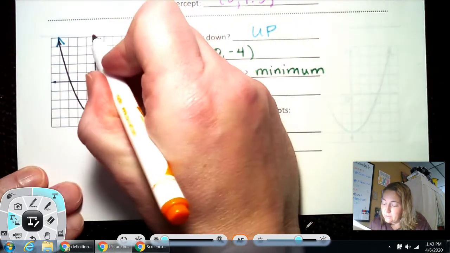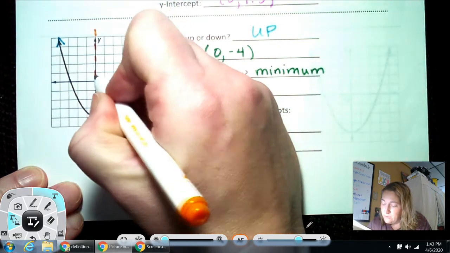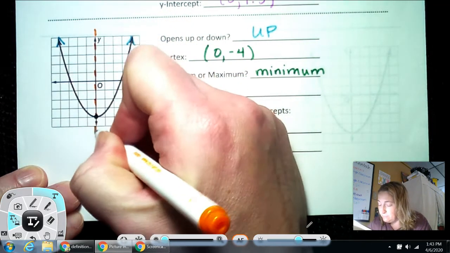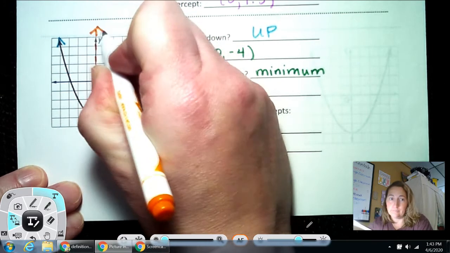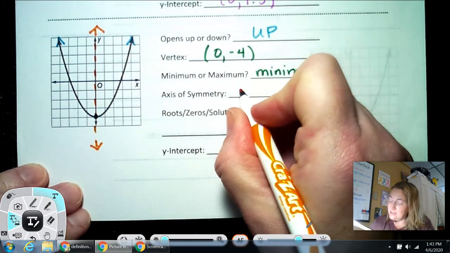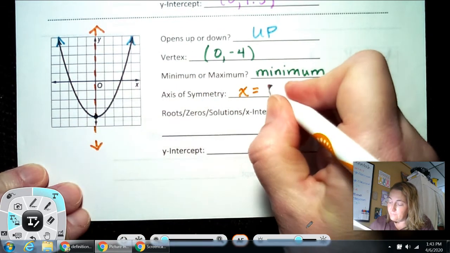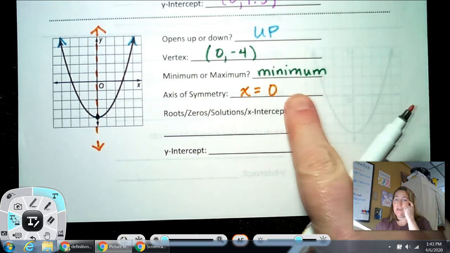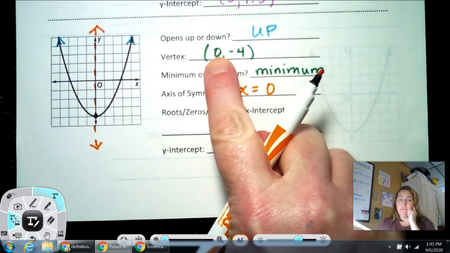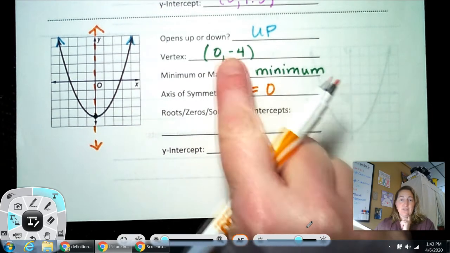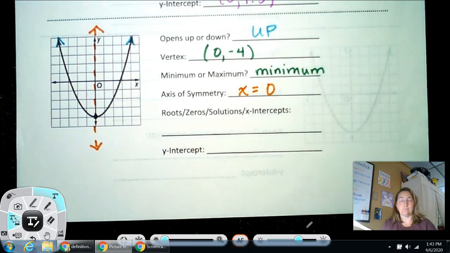And the axis of symmetry goes through that vertex, goes through that minimum, and has an equation of x equals 0. So again, x equals 0, vertex has an x of 0. That's always going to be the same.